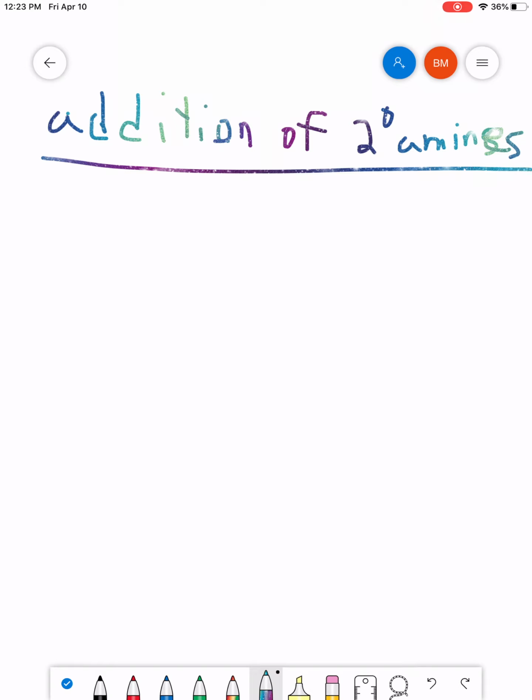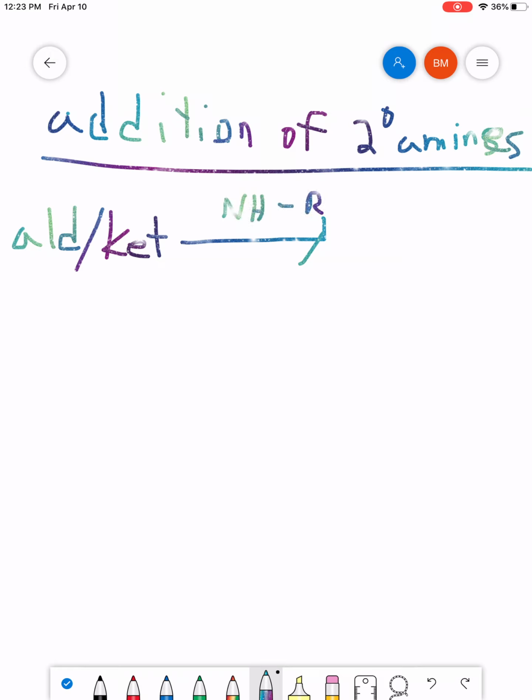Alright. So, just like with last time, what we need is an aldehyde or ketone. So, simply speaking, just in rough form, if we take an aldehyde or ketone, and we add a secondary amine. Remember, a secondary amine is going to have two R groups on it. And again, just like last time, we're going to be using mild acid. Okay? This time, we're going to get something called an enamine.